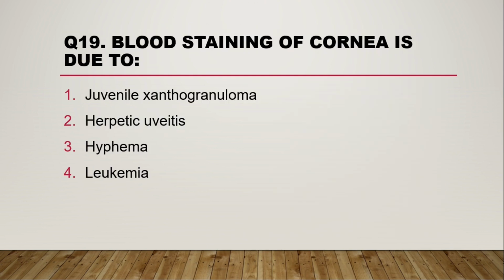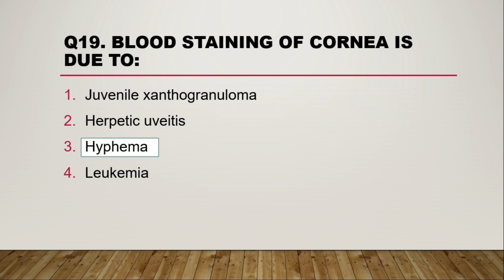Next question. Question number 19. Bloody staining of cornea is due to Option 1, juvenile xanthogranuloma. Option 2, herpetic uveitis. Option 3, hyphema. And option 4 is leukemia. So the correct answer here is hyphema.